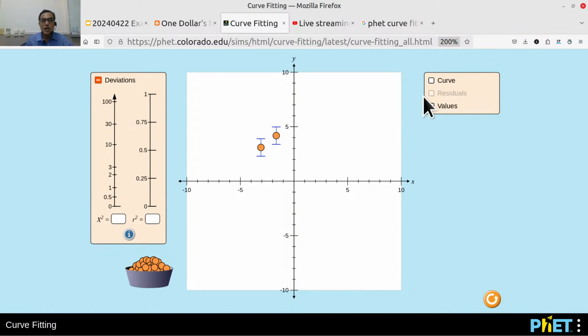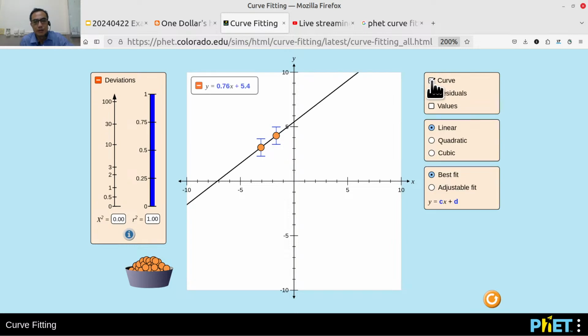Then I check the curve. I check the residual. Residual is important for us, but now maybe you can ignore it here. I check the value. Okay, now I place the third ball.